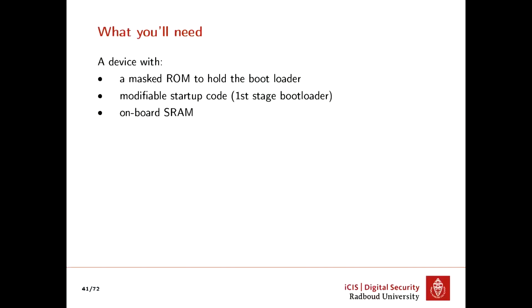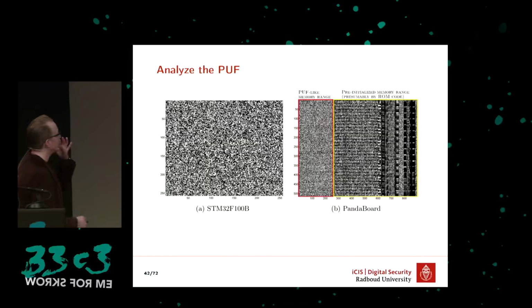And you need onboard SRAM to build the PUF on. And then you need some non-volatile memory for encrypted firmware and helper data. So in the Puffin project, which that earlier paper was a result of, there are several results here. This is an STM32F100B microcontroller.